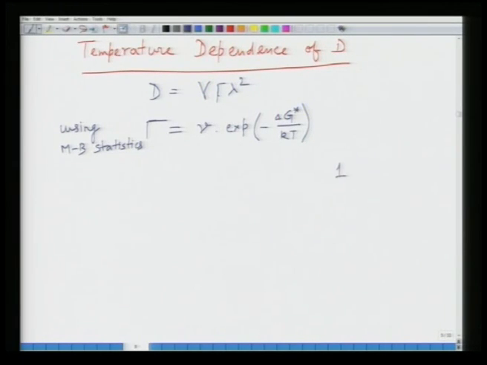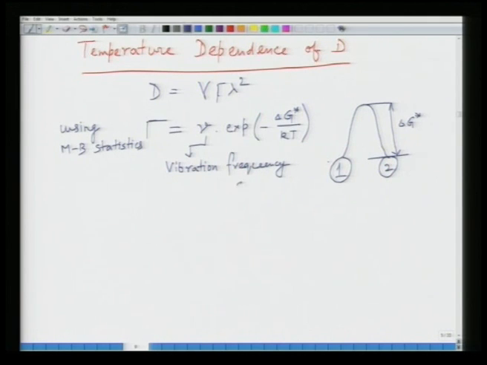If it wants to move from position 1 to position 2, it has to cross this energy barrier, which would be delta G star. Okay. So, this is the free energy change that has to be overcome to allow the atoms to move from their position. So, here k again is the Boltzmann constant, T is temperature, and nu is the vibration frequency, and this is given as per second. Okay. So, the units are maintained.